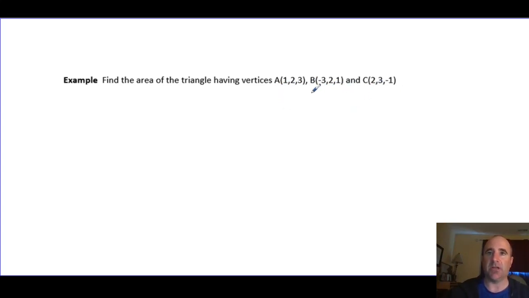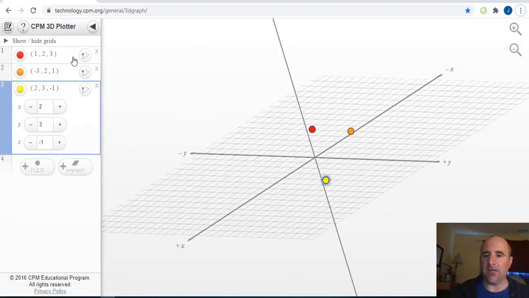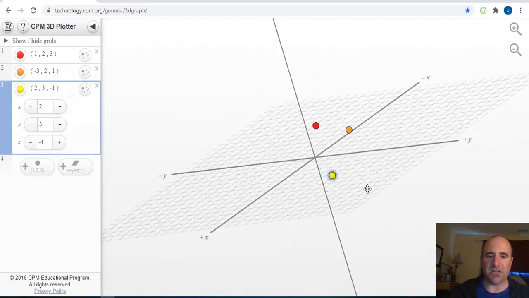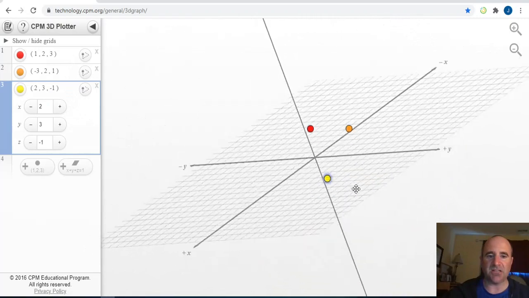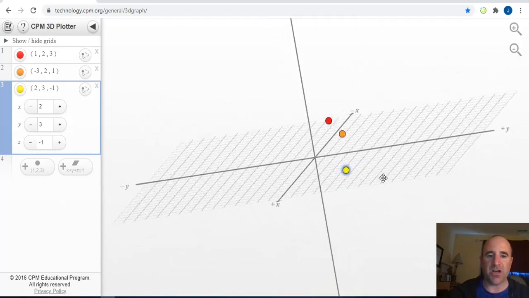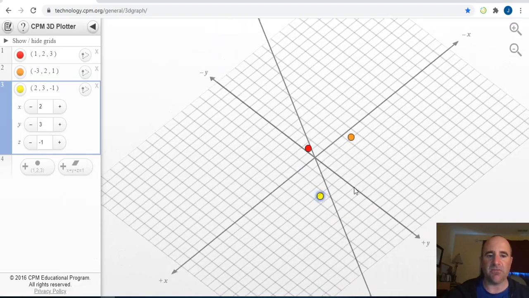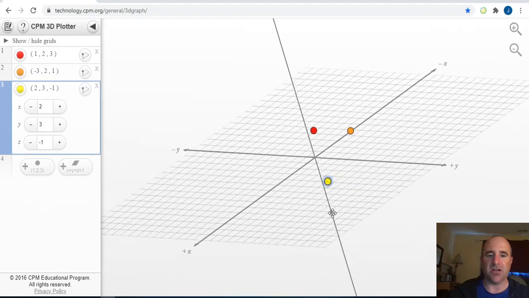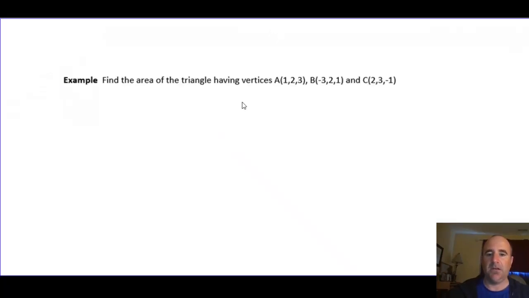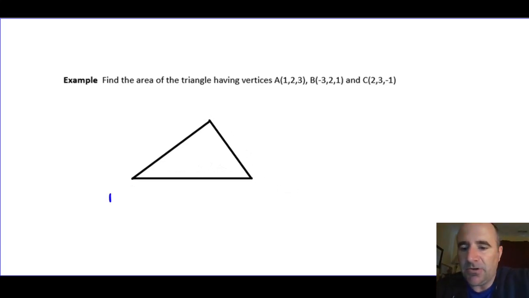Let me show you what that would look like in our 3D plotter. I've put these 3 points in, there they are, and you can imagine connecting them, and they would in fact form a triangle. It doesn't even matter where these points are exactly. As long as they don't fall in a straight line, they form a triangle. Now, we don't really need that picture to do this question. We just imagine some triangle between A, B, and C. It doesn't really matter how I label the triangle. I will go A, B, and C.